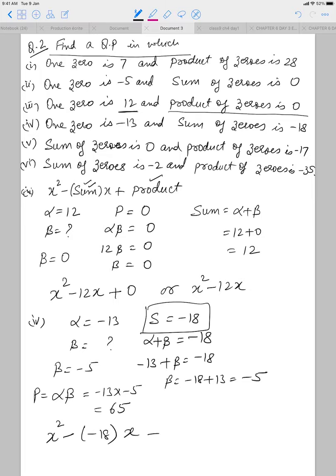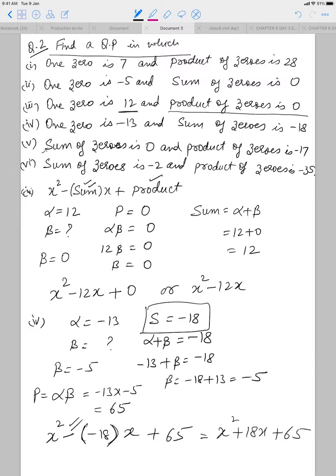Please look at the minus signs very carefully. X square minus, by default this minus sign has to be there. Now the sum is minus 18, so I have put inside the bracket minus 18 into x plus the product, which is 65. So finally the answer will be x square plus 18x plus 65. Now I'll just discuss the other two parts orally.